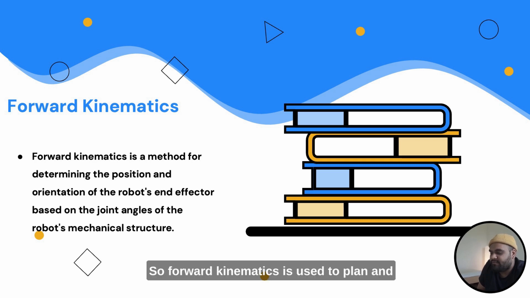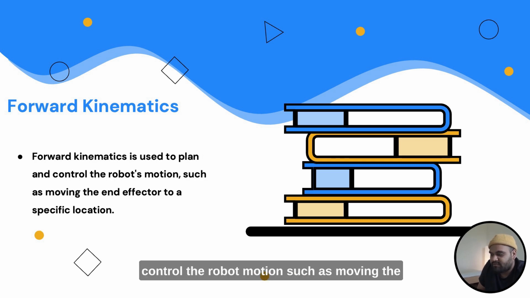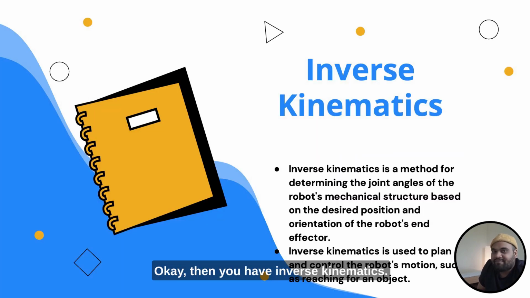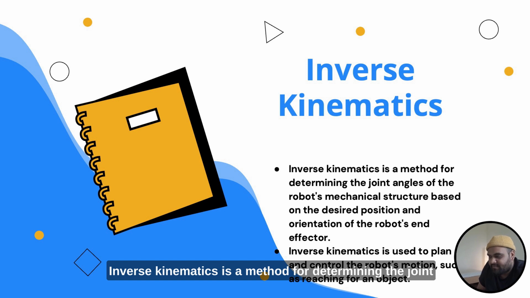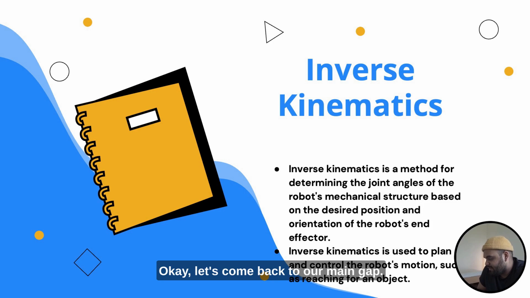So forward kinematics is used to plan and control the robot motion, such as moving the end effector to a specific location, okay. Then you have inverse kinematics. Inverse kinematics is a method for determining the joint angles of the robot mechanical structure based on the desired position and orientation of the robot. Inverse kinematics is used to plan and control the robot motion, such as reaching an object. Okay, let's come back to our main guy.